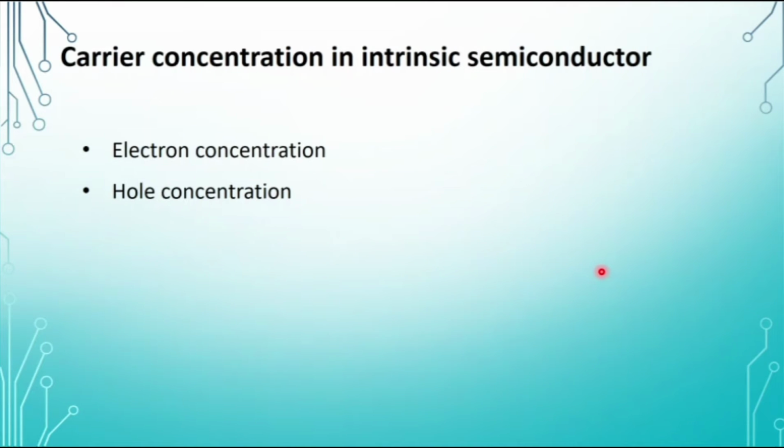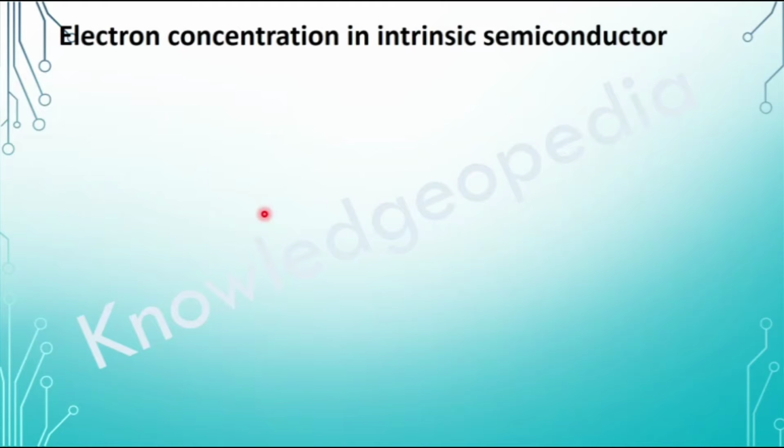As there are two types of carriers in an intrinsic semiconductor, we need to calculate two types of carrier concentration. The first one is electron concentration and the second one is hole concentration. Before going into the derivation, let me ask you one question. How do the carriers occur in an intrinsic semiconductor? Yes, it is due to electron-hole pair generation.